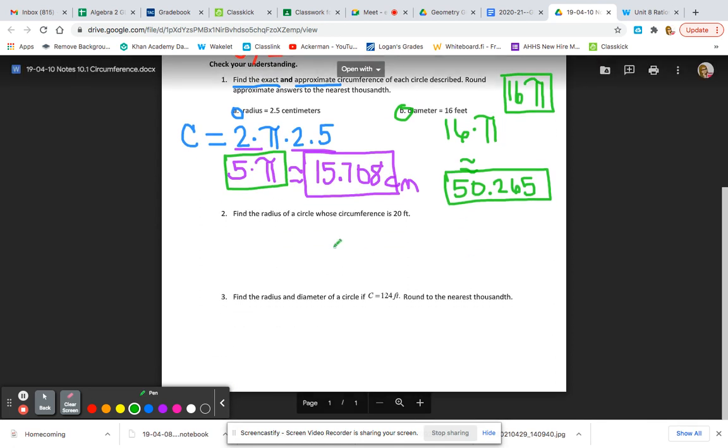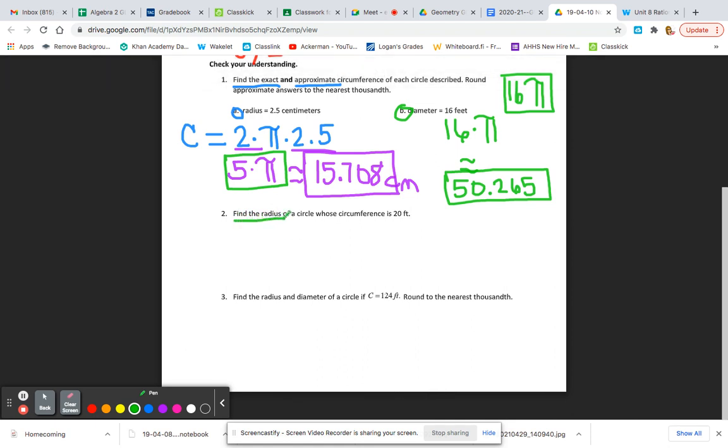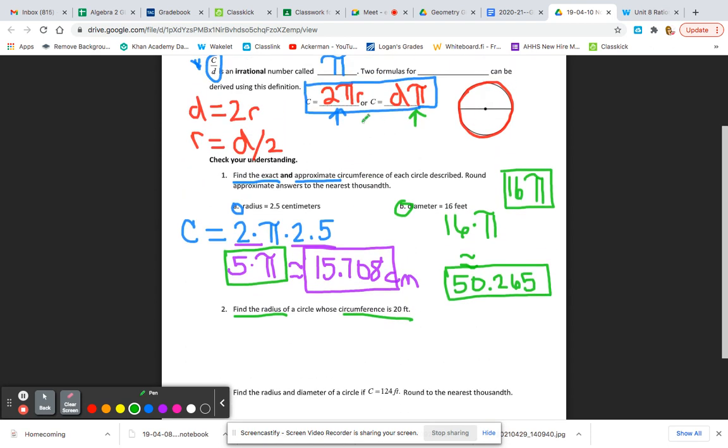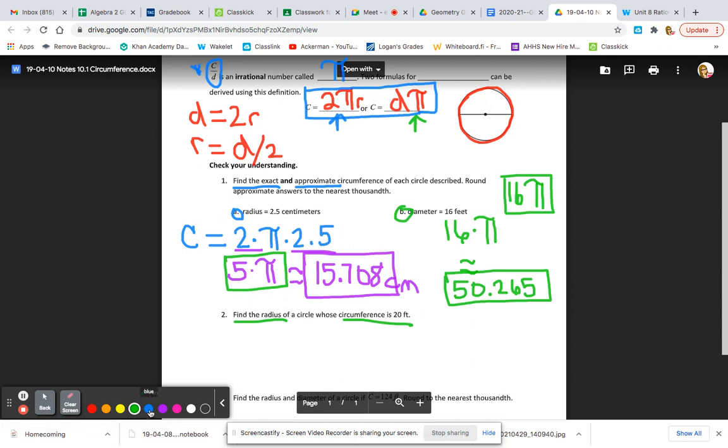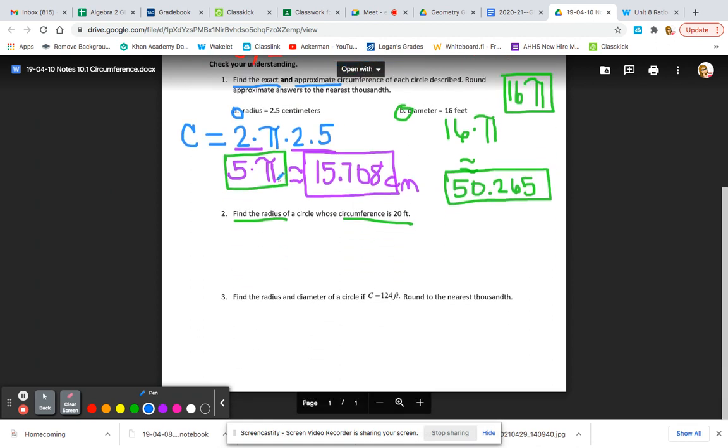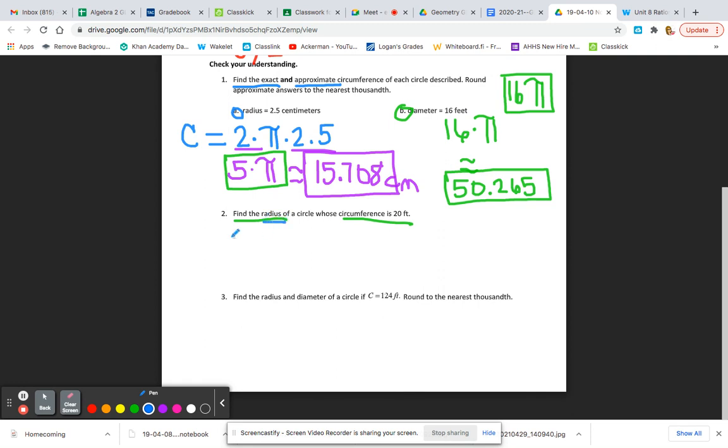All right, a couple more things here. This one is having us work backwards. It's saying, hey, please find the radius when you're already given the circumference. Again, the best formula for that is this blue one up here. Okay, the blue arrow, 2 pi r, because it has radius in it, and we're wanting to find the radius here.